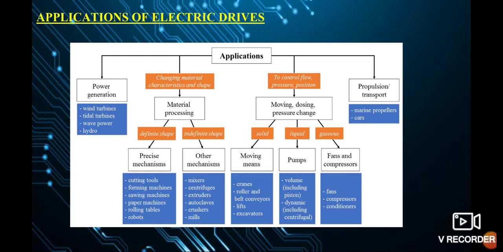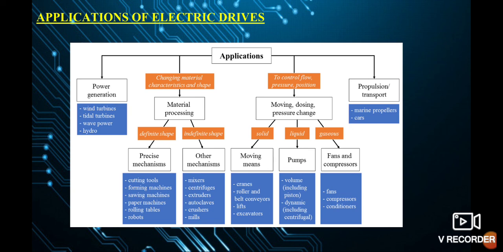For definite shape, it is used for cutting tools, forming machines, sewing machines, paper machines, rolling tables and robots. And for indefinite shape applications, it has other mechanisms for mixers, centrifuges, extruders, autoclaves, crushers and mills. To control flow, pressure and position, that is for moving, dosing, pressure change, it has applications for three varieties of states, that is solid, liquid and gaseous.